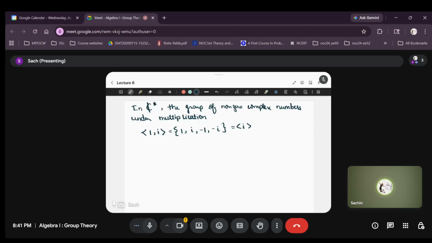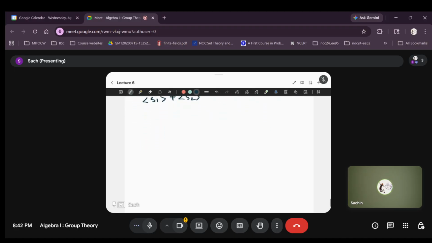So just because you write two different sets, S1 not equal to S2, does not mean that the subgroup generated by S1 is not equal to the subgroup generated by S2. The subgroup generated by two different sets can be the same. Okay, that's not very important. Just an example.